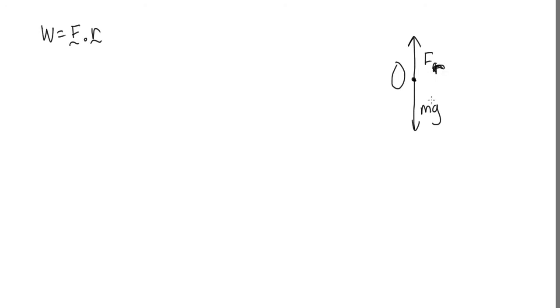Now, because this raindrop is falling down with a constant velocity, we know that these two must have the same magnitude. So the air resistance force is equal to the weight force. And the raindrop is travelling downwards, and so that is the direction of this R vector. So in part A, we need to calculate the amount of work done by the gravitational force.